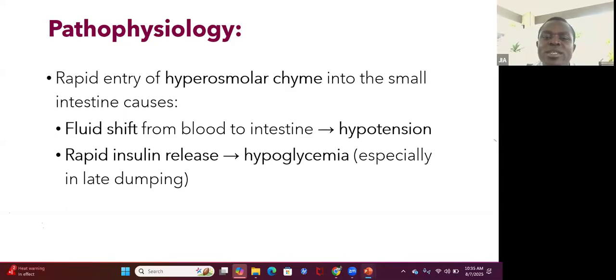You have rapid insulin release. The body will be forced to produce lots of insulin to counteract, especially the carbohydrate part. And the surge is high, but it occurs later. That's why we are saying, especially in late dumping, but not in early. So you later get what? Hypoglycemia as a result of that.